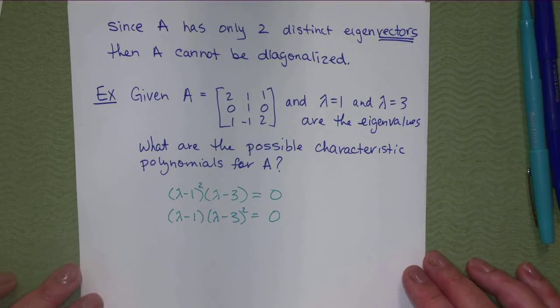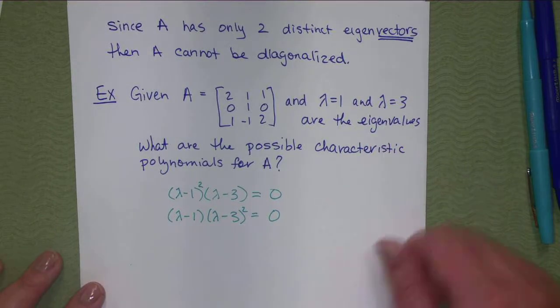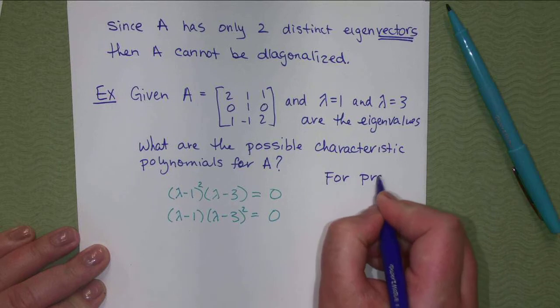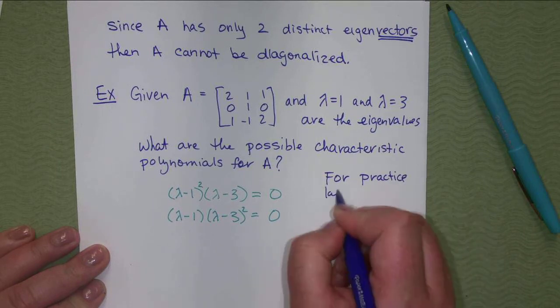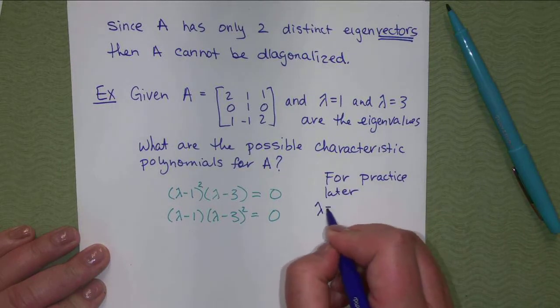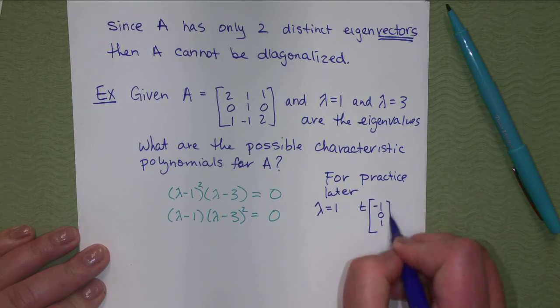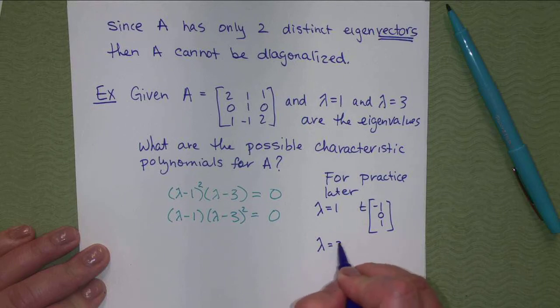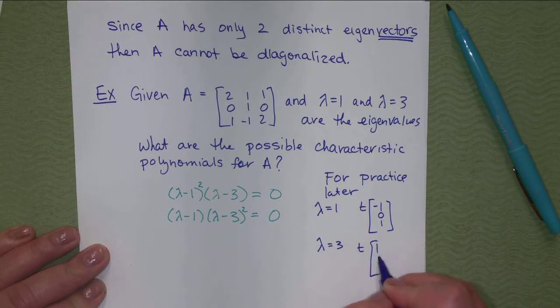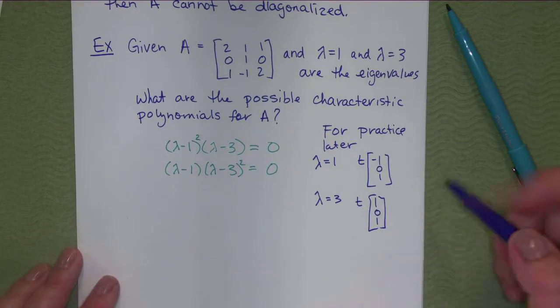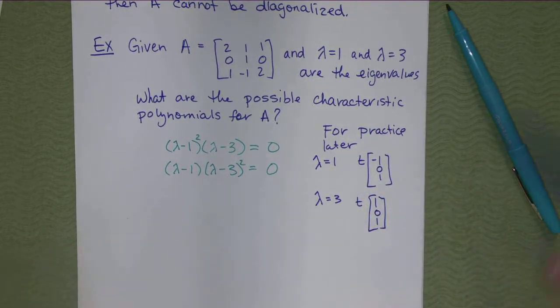This one also I'm just going to give you, for later practice. When we have lambda equals 1, the eigenvector is -1, 0, 1. And for lambda equals 3, the eigenvector is 1, 0, 1. So you can try that later and see if you get the right answer. And it can't be diagonalized because there's not 3 eigenvectors.